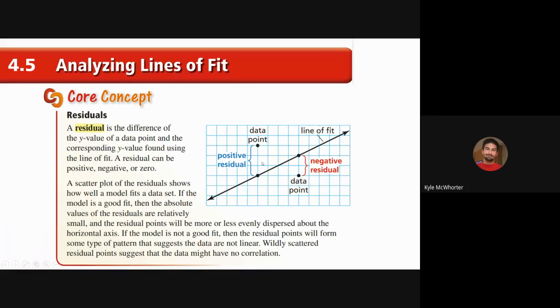So what we can do is, for a data set, after we get our line, we can take every data point and find this residual, and then we can plot the residuals. And we can look at the plot of residuals to determine whether it's a good linear fit, meaning does this line really do a good job of predicting this data set?